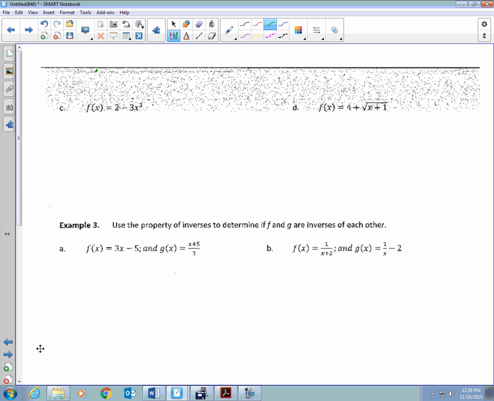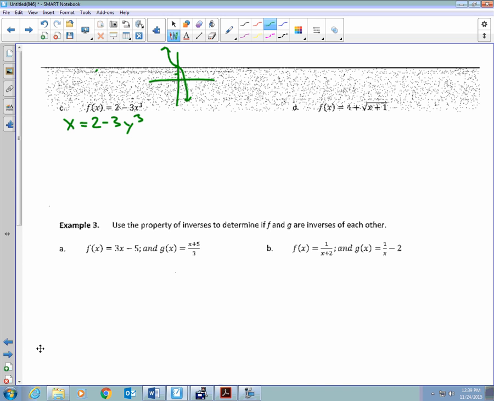2 minus 3x to the third, is that 1 to 1? That's a cubic. It's shifted up 2 units, and it's stretched by a factor of 3, and it goes down. But that is 1 to 1, isn't it? So we can be confident that its inverse will be 1 to 1 as well. Okay, and it will be a function. So this will be x is equal to 2 minus 3y to the third.